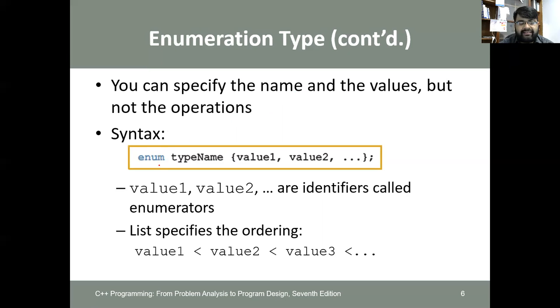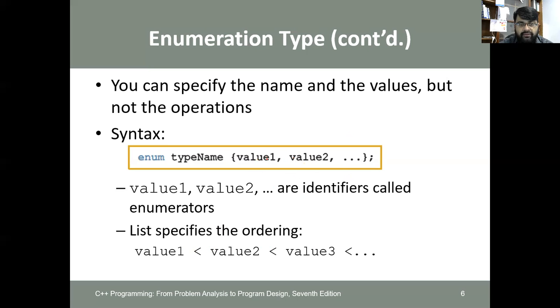The typical syntax for writing an enum data type is enum, type name, value 1, value 2, and so on. Value 1 and value 2 here are the identifiers, which we call the enumerators. So these are the enumerators of this enum. The name is basically the type name. And the list specifies the ordering as well. So this is the first enumerator, second enumerator, third enumerator, and so on.